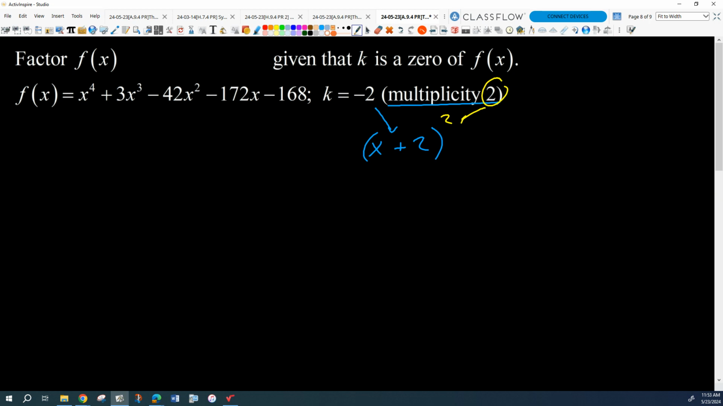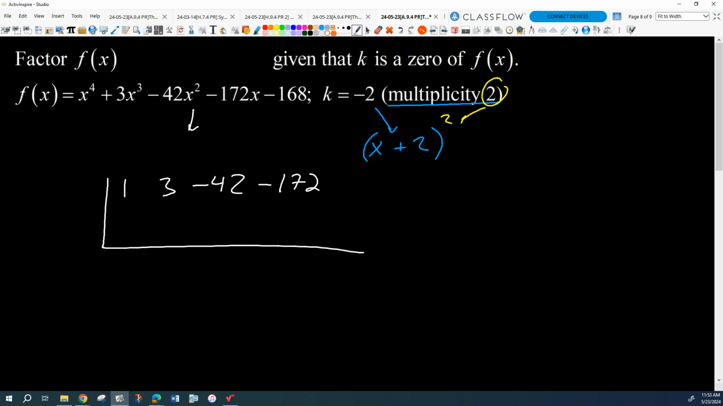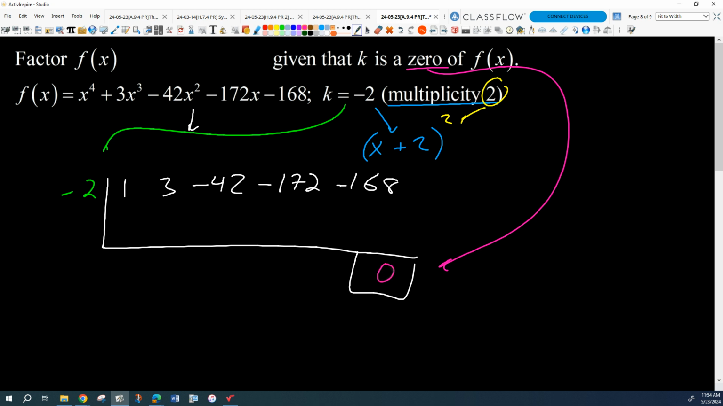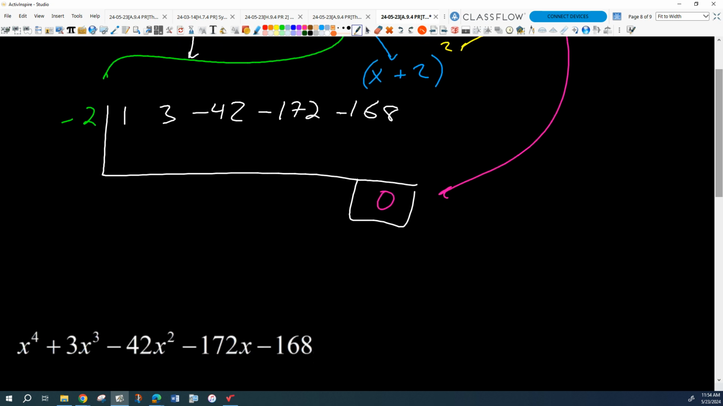And so we could just do this. We're probably not going to finish this, but I could plug this polynomial in. So I get 1, 3, -42, -172, -168. I'm going to plug -2 out front. And what's guaranteed to be in the remainder box? Yeah, guaranteed, because it's a 0. If we do this real fast, maybe we can get through this.